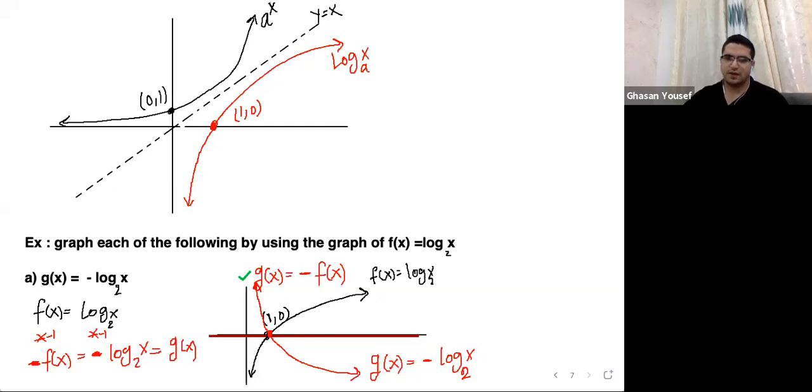Okay, so now let's go to the second example, the second part of this example. Part 2 is b. They told me to graph the function d of x equal logarithm x plus 2 to the base 2.